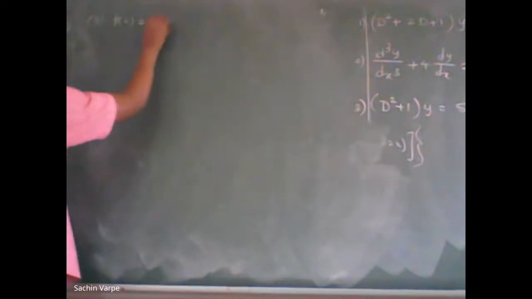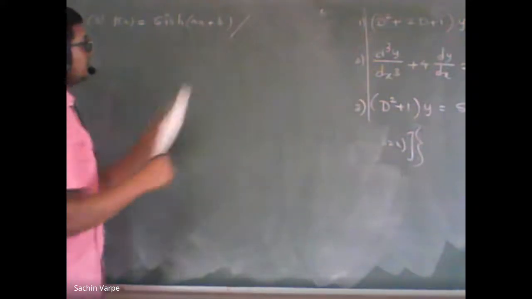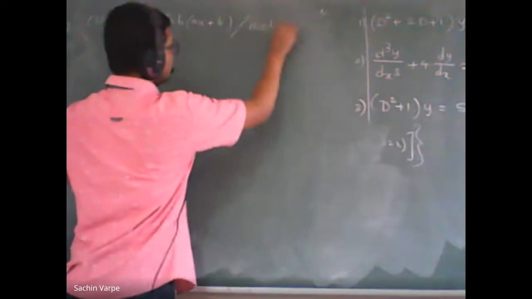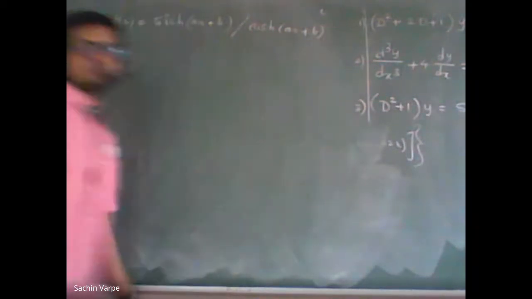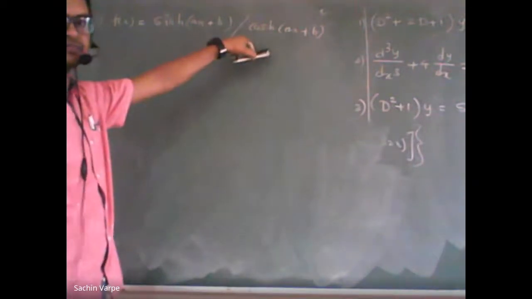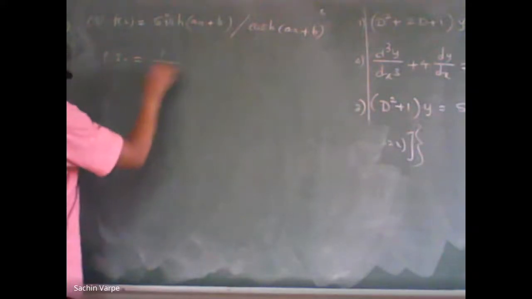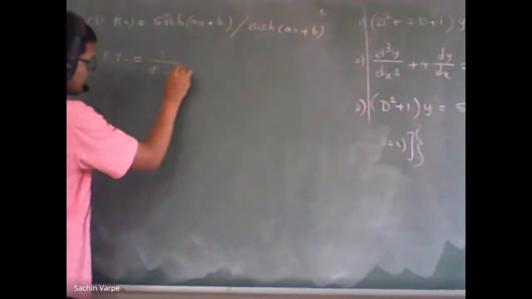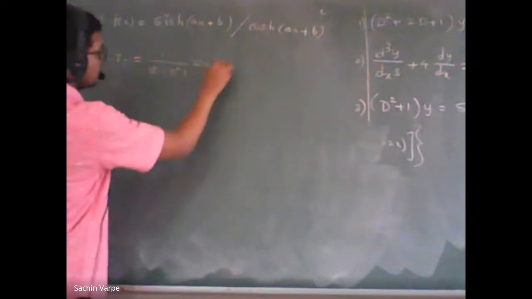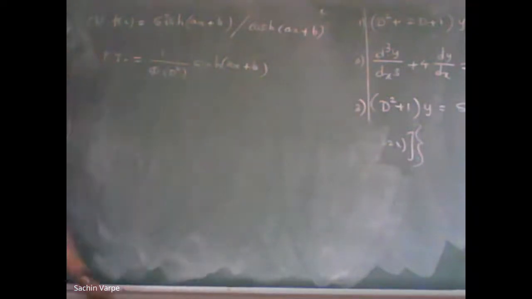When f of x is hyperbolic sine of ax plus b, what does it mean? The same thing we'll be having for hyperbolic cos of ax plus b. So, hyperbolic sine and hyperbolic cos. I'm directly giving the formula now. P.I. is equal to 1 upon phi of D square. I'm writing the formula, phi of D square, for hyperbolic sine of ax plus b.